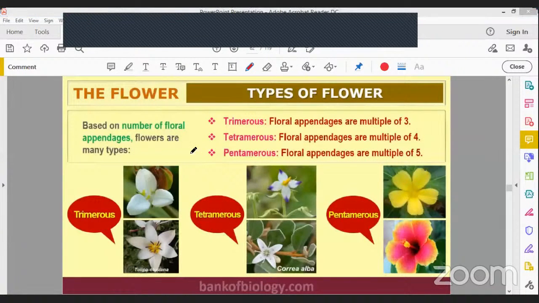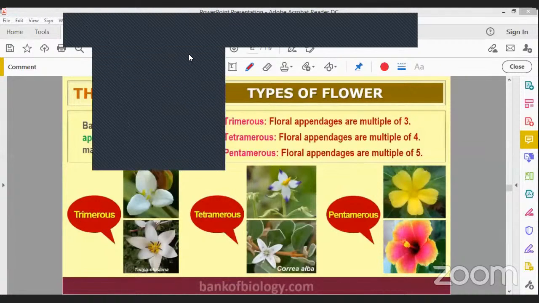So take this down, students. Based on the number of floral appendages, flowers are of many types: trimerous, tetramerous, and pentamerous. So floral appendages are multiples of 3, 6, 9, like this. Tetramerous, there will be multiples of 4, 8, 12, 16. Pentamerous, there will be multiples of 5, 10, 15, like that. So take it down.